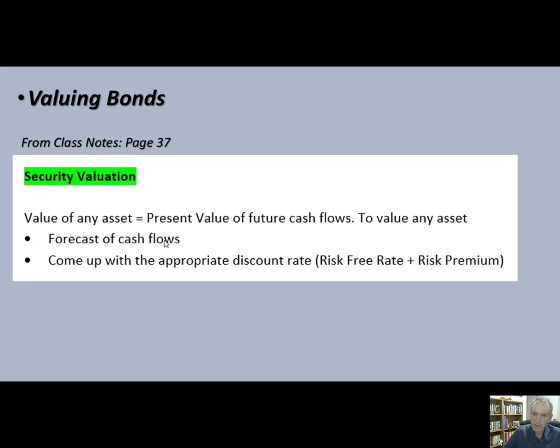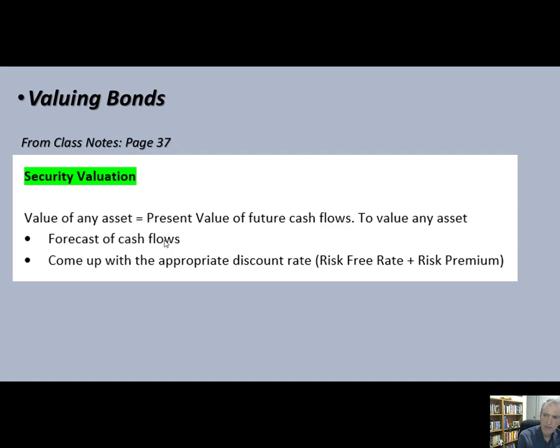And then the second most important thing is what discount rate to use. We're going to use the formula risk-free rate plus the risk premium. For the capital asset pricing model, our risk premium is beta times the market risk premium. So for stocks, we're going to use the risk-free rate plus beta times the market risk premium. We still have to talk about the risk-free rate and the market risk premium for stocks.